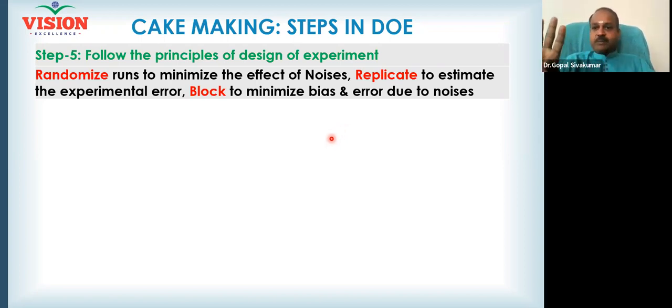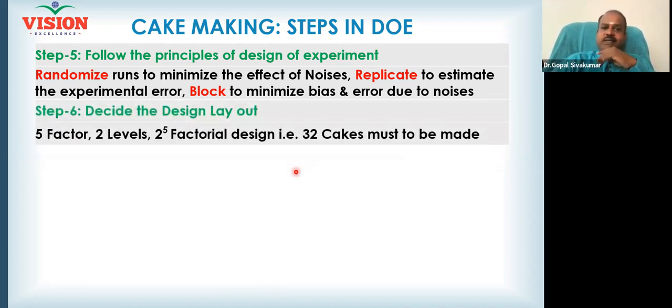Hope the 3 important principles are understood. Randomize to minimize the effect of noise. Otherwise, there will be more bias. Replicate to estimate the experimental error. And block to minimize the bias as well as the error due to the noise factor.